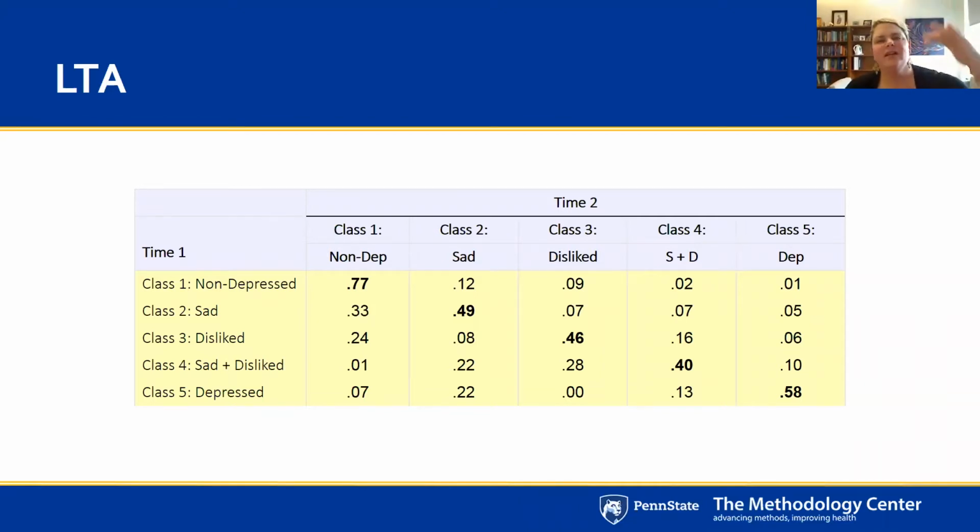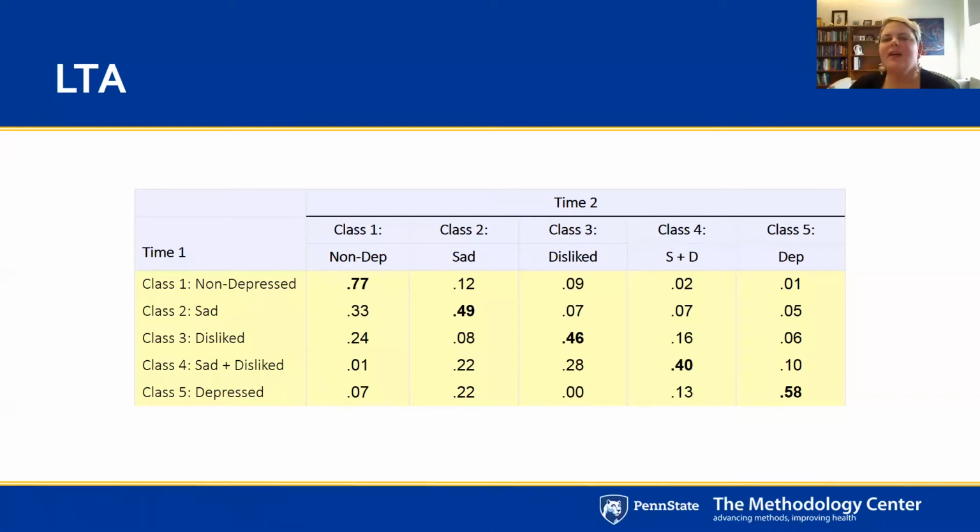So the time 1 latent classes are in the far left-hand column down the rows, and time 2 is the columns. And so the way that you read a transition matrix like this is, given that I belong to a particular class at time 1, what is the probability that I belong to a particular class at time 2? So here, for example, among individuals who are not depressed at time 1, 77% of them also reported being non-depressed at time 2.